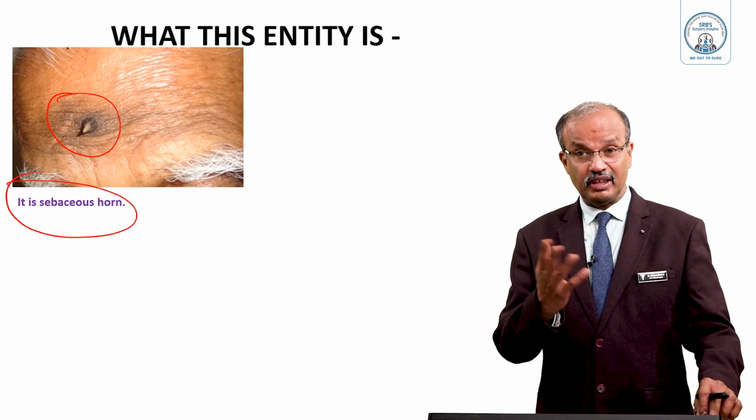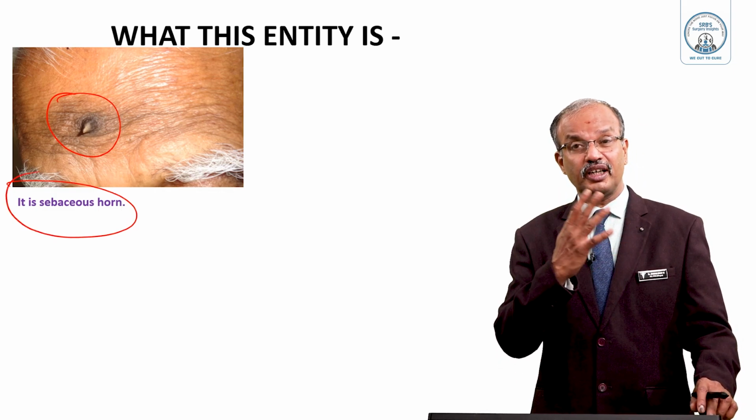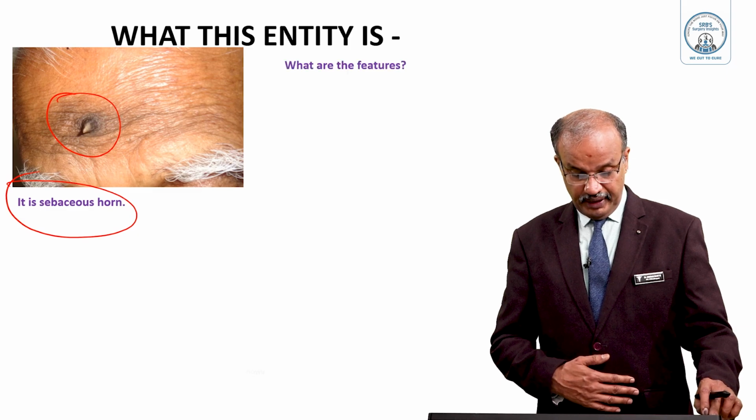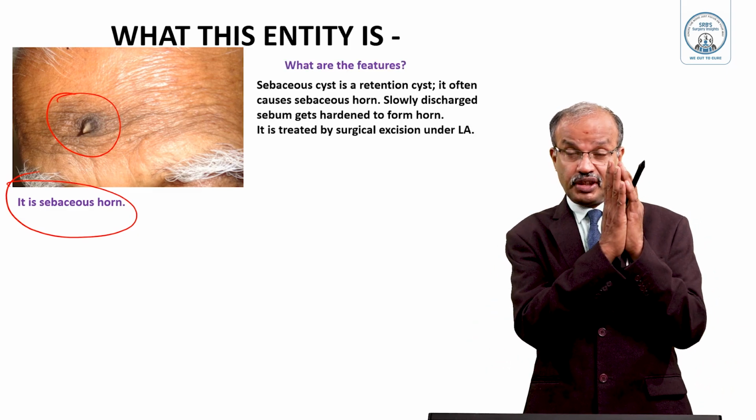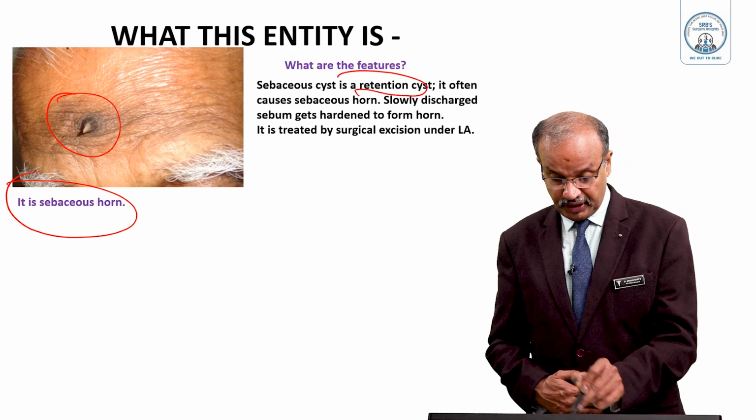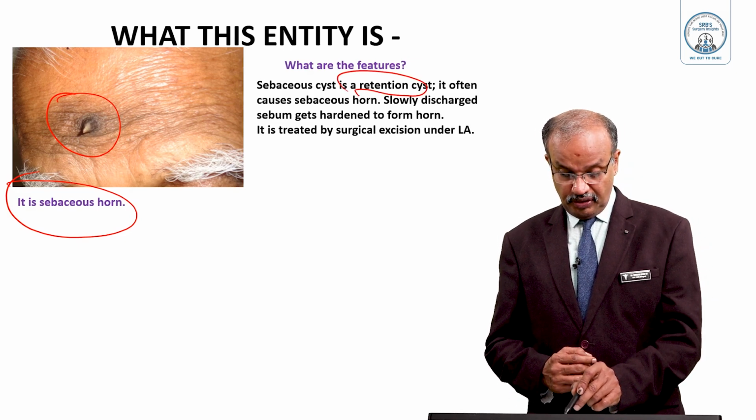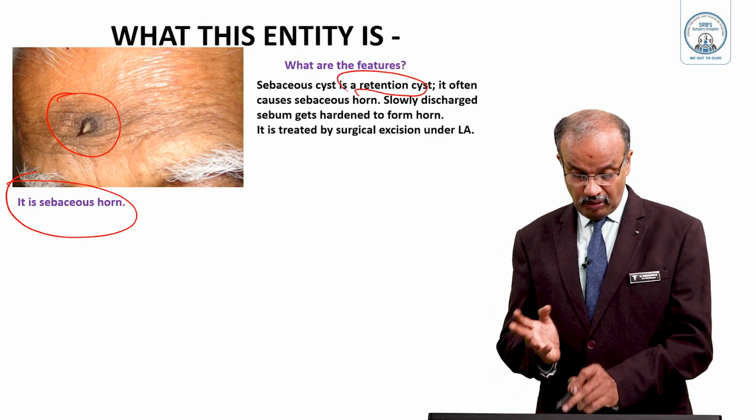You can see these different sebaceous horn features in my book. And what are the features? Sebaceous cyst is a retention cyst. What type of cyst is it? A common MCQ also: it's a retention cyst. It often causes sebaceous horn. Slowly discharging sebum gets hardened to form a horn.